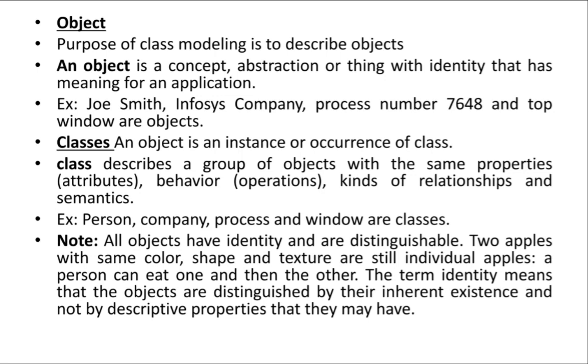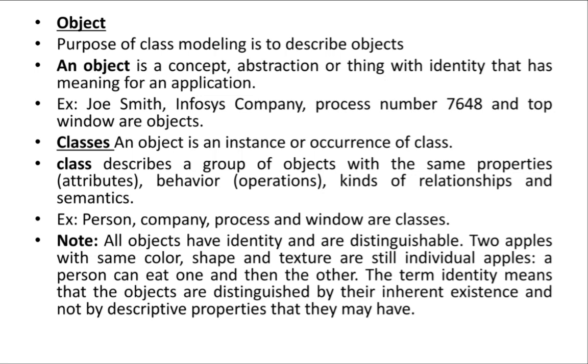All the students in a class, for example, all the students who are studying computer science, can be grouped into a class. So what is a class? A class describes a group of objects with the same properties, that means the same attributes, and along with that the same behavior or operations. For example, students of computer science can be grouped into a class.